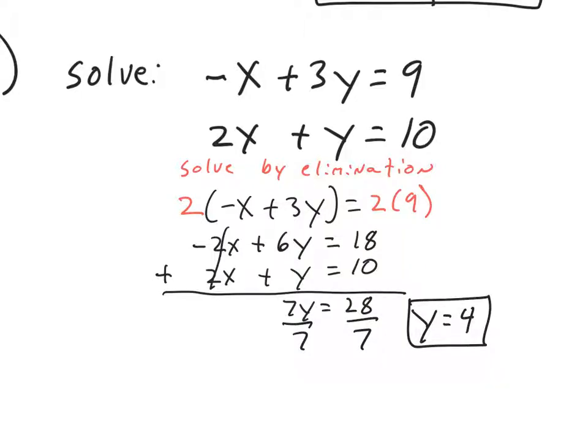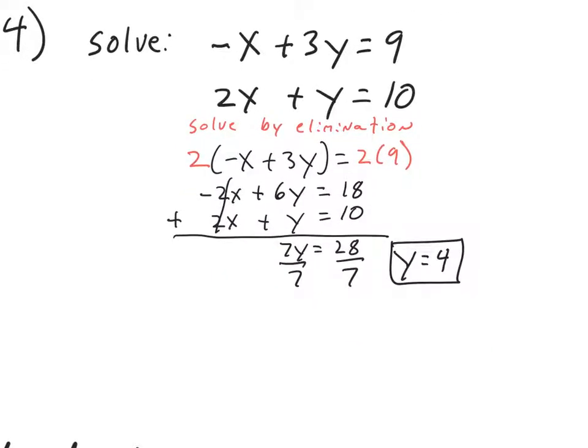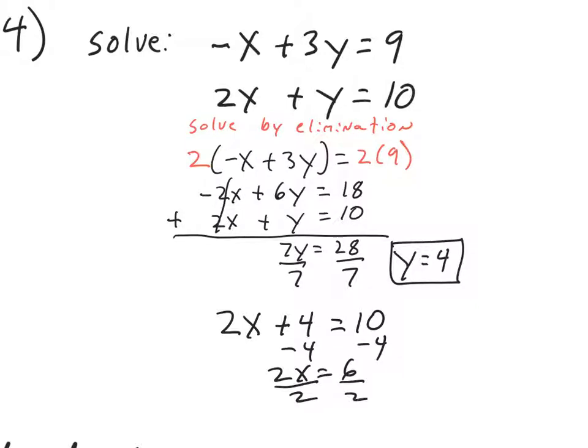Now I need to take the y and plug it into either the top or the bottom equation and then solve for x. I'm going to plug it into the bottom just because it looks like it'll be a little easier. So I'm going to do 2x plus y, which means plus 4, equals 10. Subtract 4. We'll get 2x equals 6. Divide by 2. And then x is 3. So the answer for this one is y is 4 and x is equal to 3.